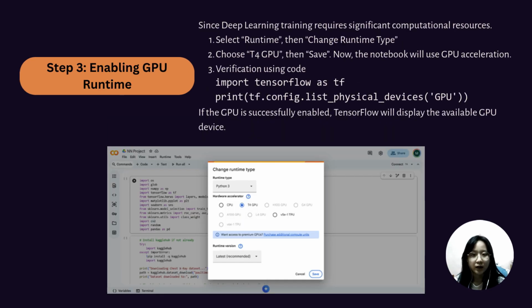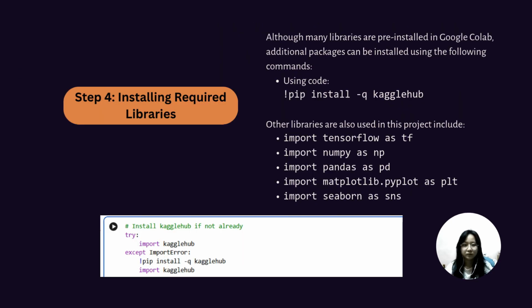Since deep learning requires a lot of computational power, we enable GPU acceleration in Colab. First, select Runtime, then Change runtime type. Second, choose the GPU option, then save. Now the notebook will use GPU acceleration. Finally, verify by running a short TensorFlow command to check if the GPU is active. This step ensures our training process runs much faster compared to using just a CPU.